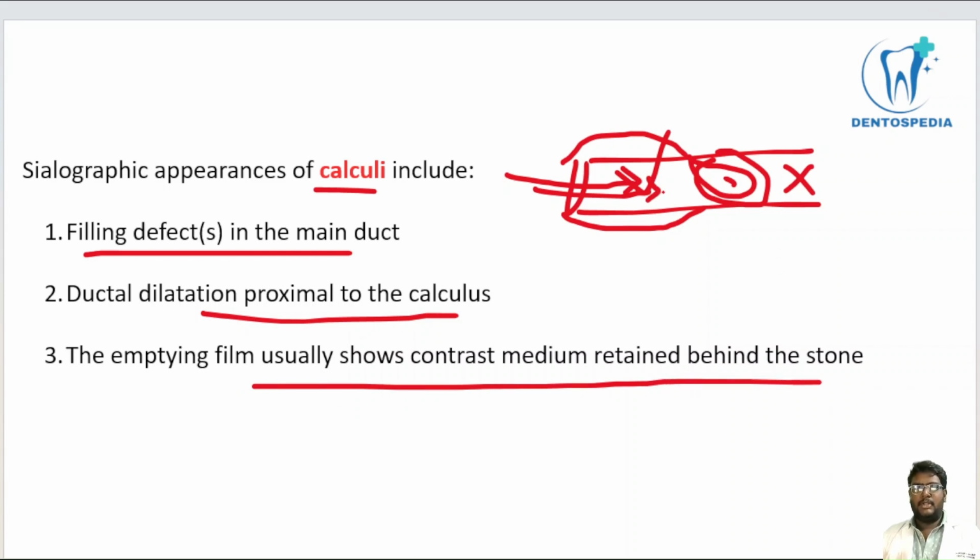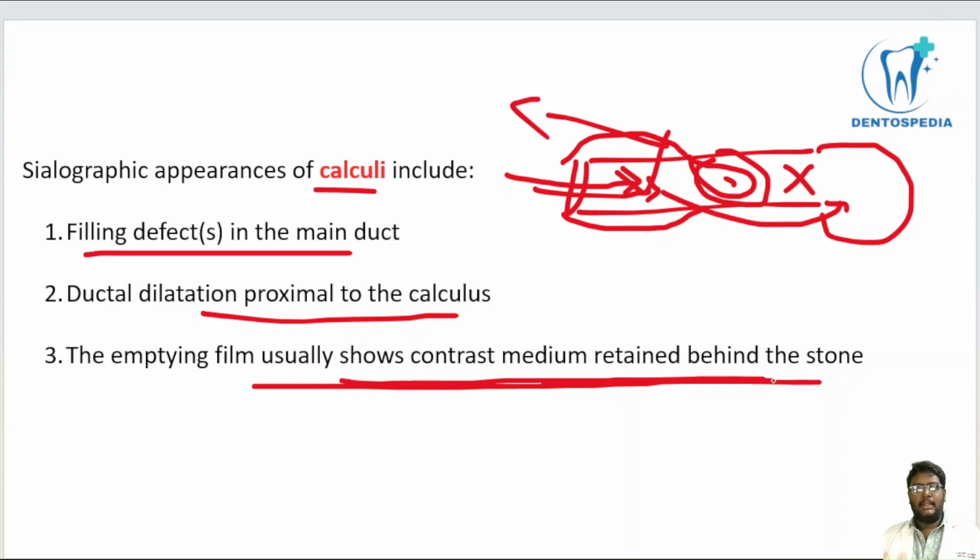Suppose somehow the contrast medium has bypassed the stone and reached the gland, and then we take a radiograph during the emptying phase. The contrast medium present in the proximal region will empty out easily, but the contrast medium present within the gland will be trapped inside. So when we take the emptying radiographs, we can see the retained contrast medium within the gland. These are all the appearances where you can suspect salivary gland stones.